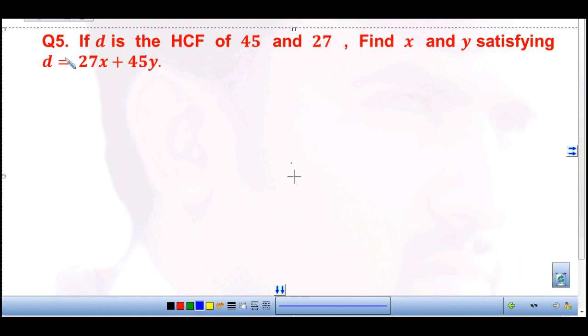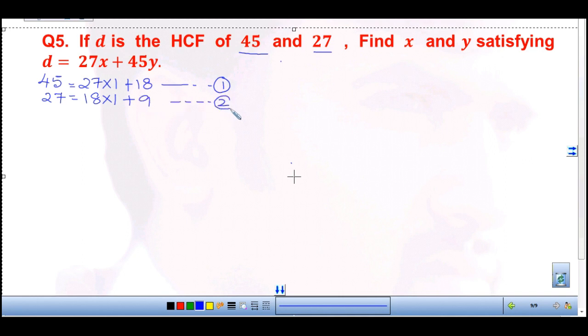Here there are two numbers mentioned, 45 and 27. The larger one out of them is 45. So let me express 45 as 27 multiplied with 1 plus 18. Let us call this equation 1. In this step, we don't have the remainder equal to 0, so we need to express 27 as 18 multiplied with 1 plus 9. Let us name this as equation 2.